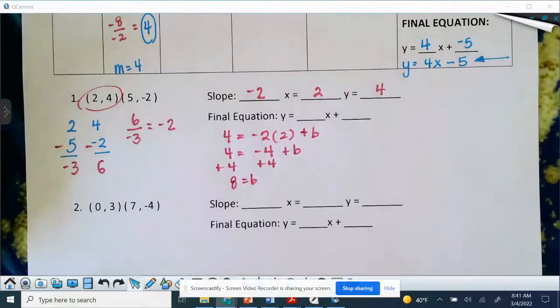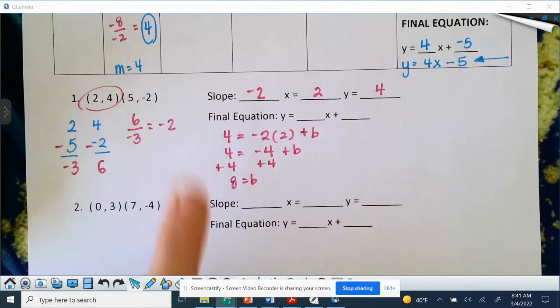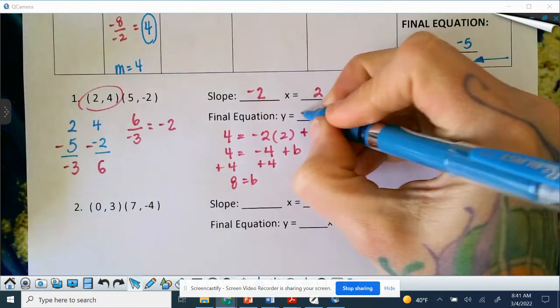So it means my y-intercept's b. My y-intercept's 8, and my slope is negative 2. So my final equation is going to be y equals negative 2x plus 8.